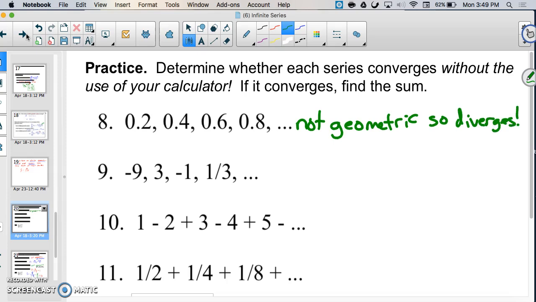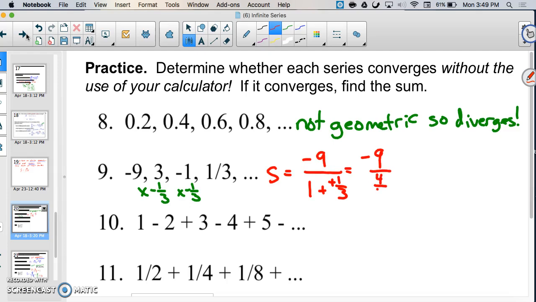The next one, if you found the pattern, you hopefully found that it's times -1/3 each time. So if we plug it in, we've got S equals a1, so -9 in this case, over 1 minus r, so 1 minus -1/3. Minus negative is plus positive. So we've got -9 over 4/3, which is going to give us -27 over 4. So that'll be what the sum of our geometric series is converging to.